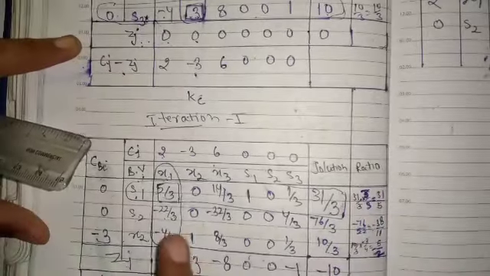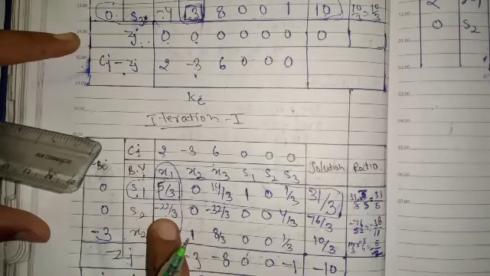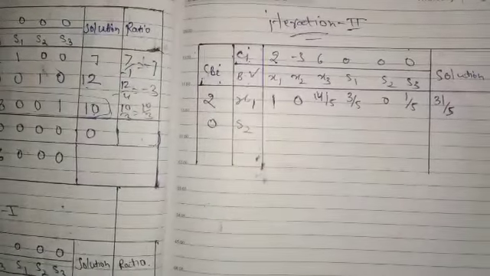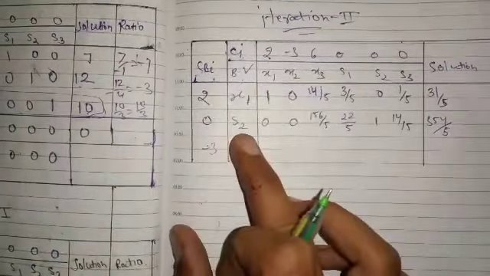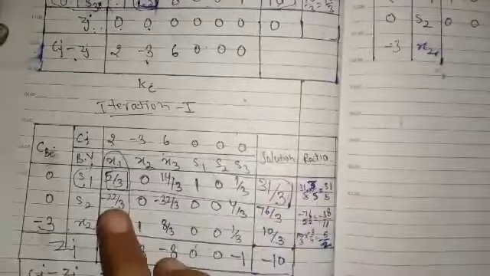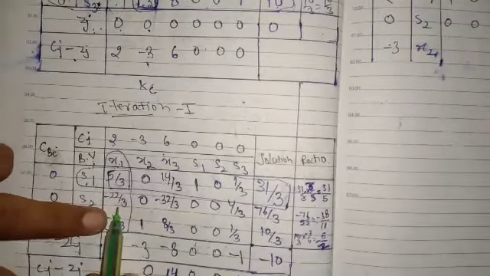So, old value minus corresponding key column value into new value. So we get the new value for S2 here. Why do I do old value minus corresponding key column value into new value?